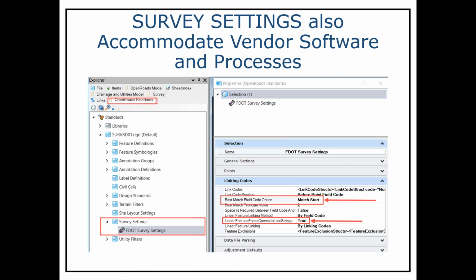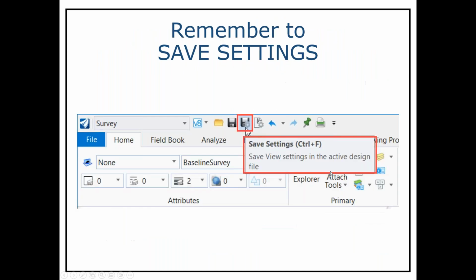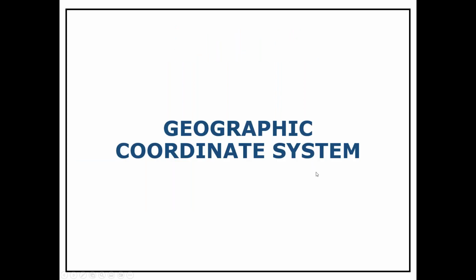recommend that you put this linear feature force curves to line strings to true. This will avoid B-splines in the file, and those cause problems, especially with quantities. Okay. And remember to save your settings. So when you change these, save settings, and you can do it up here right at the top, or you can go to the file and go to the backstage and save settings there. Okay.